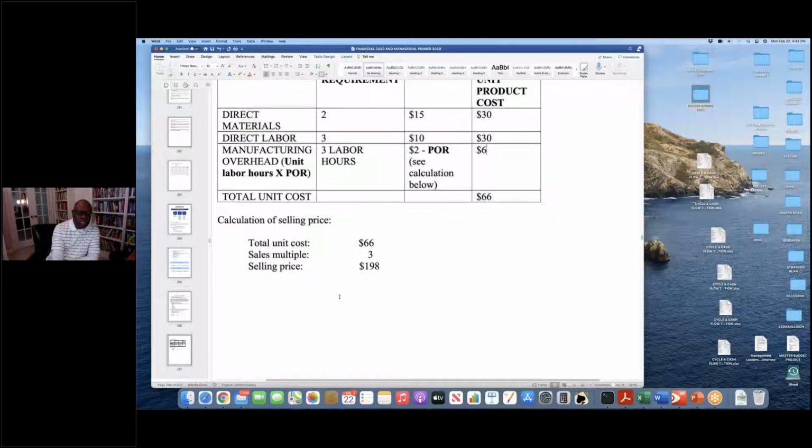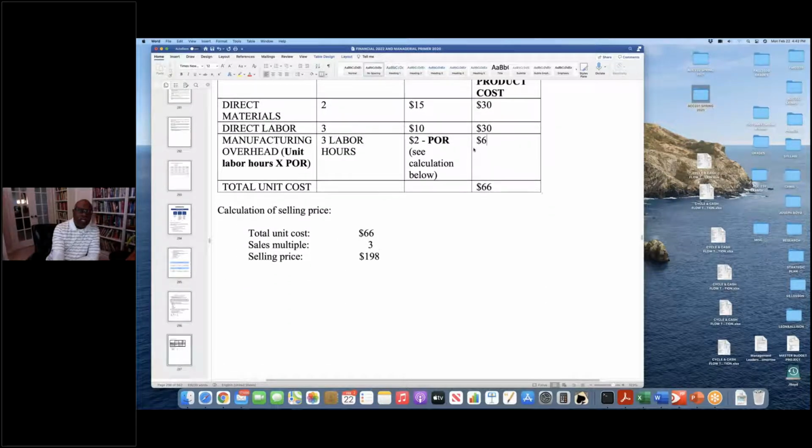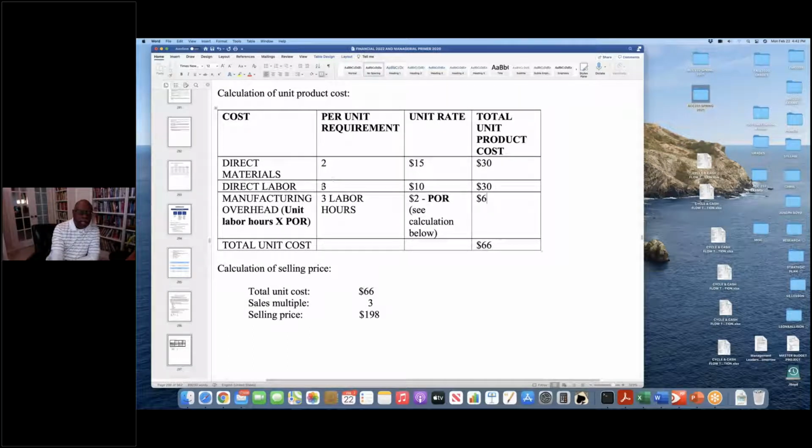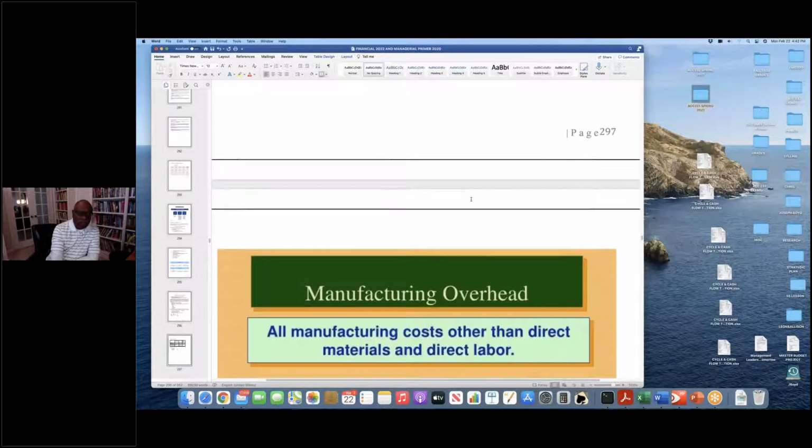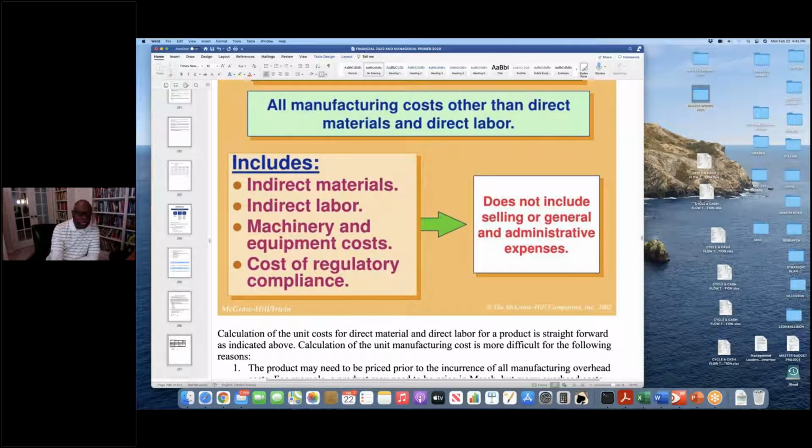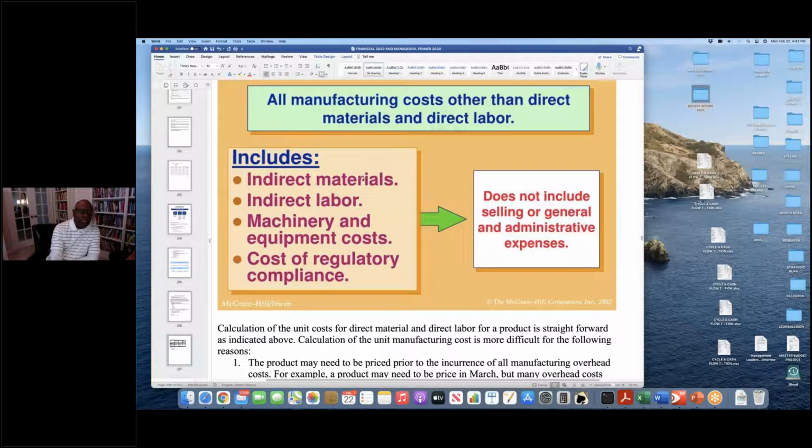And so we've done this calculation. So let's just see how we come up with a POR. Now the labor hours is given up here, 3. So we just bring that down. So we need to get a POR that's going to produce 6. And we'll get to that in a second. First of all, manufacturing costs except direct materials and direct labor are manufacturing overhead, but it does not include selling and general administrative expenses. So these expenses are not included, but just the items involved at the plant to make the item.